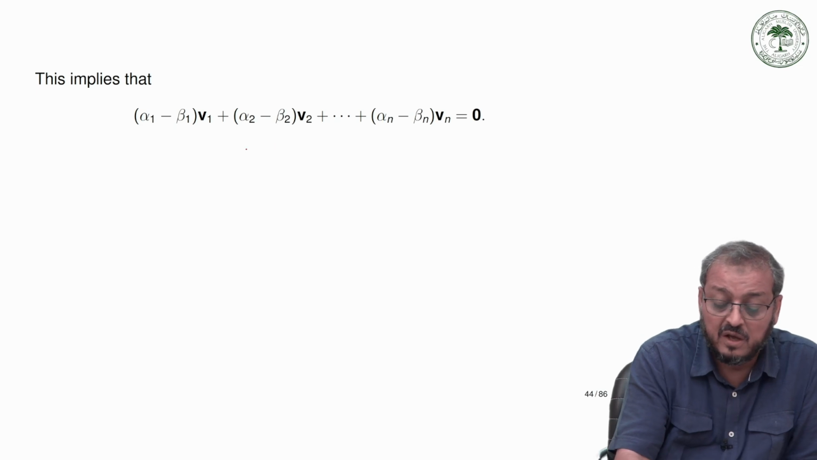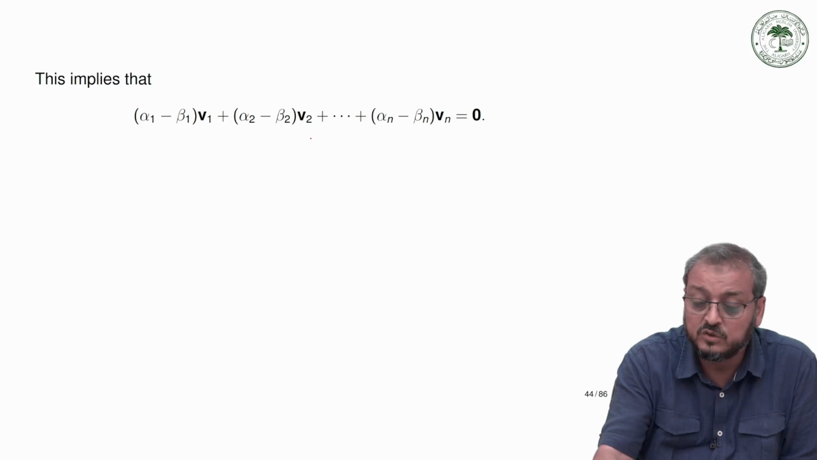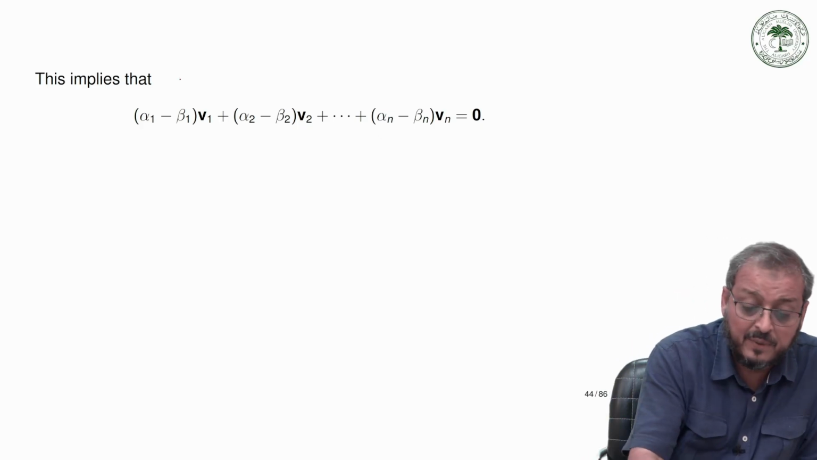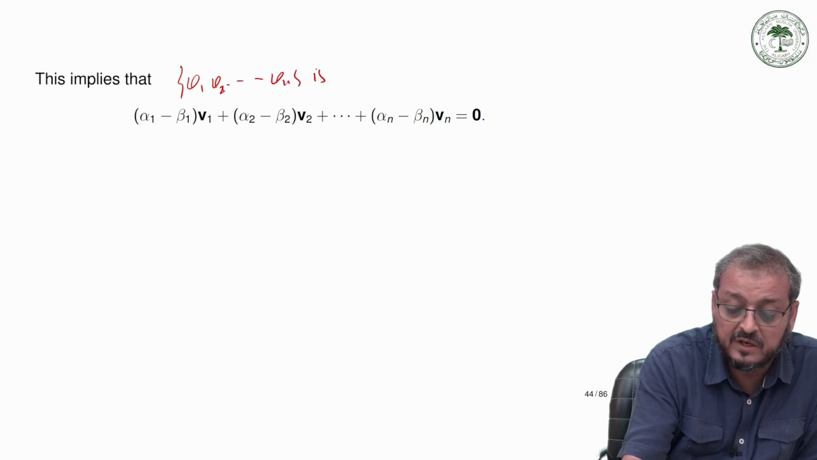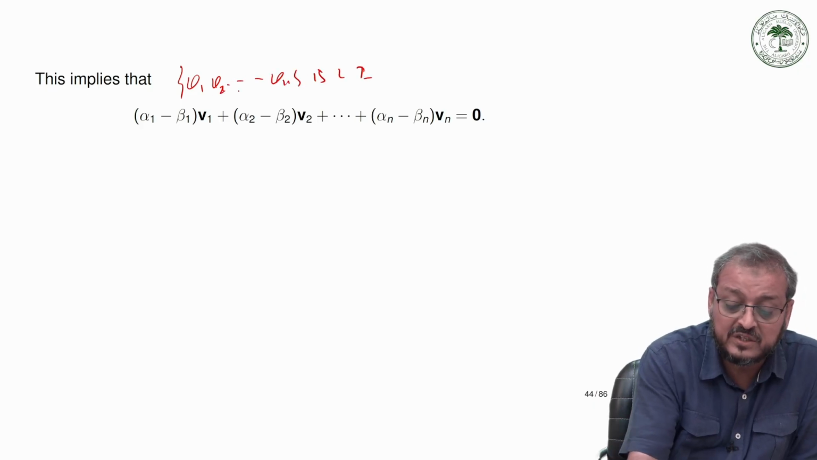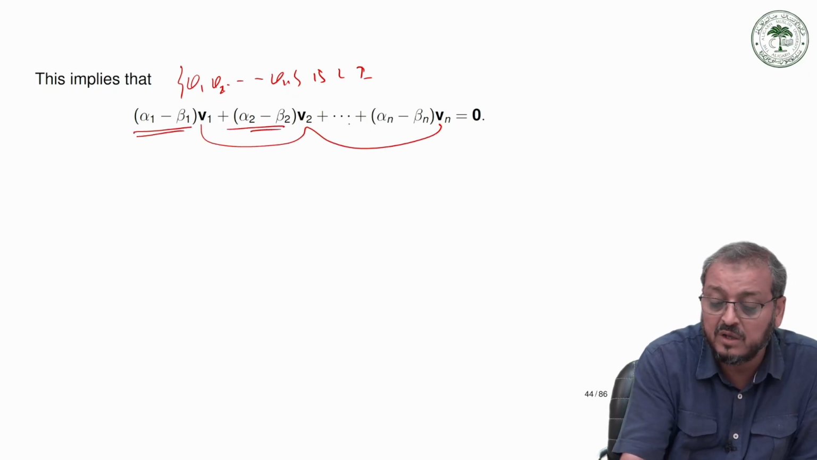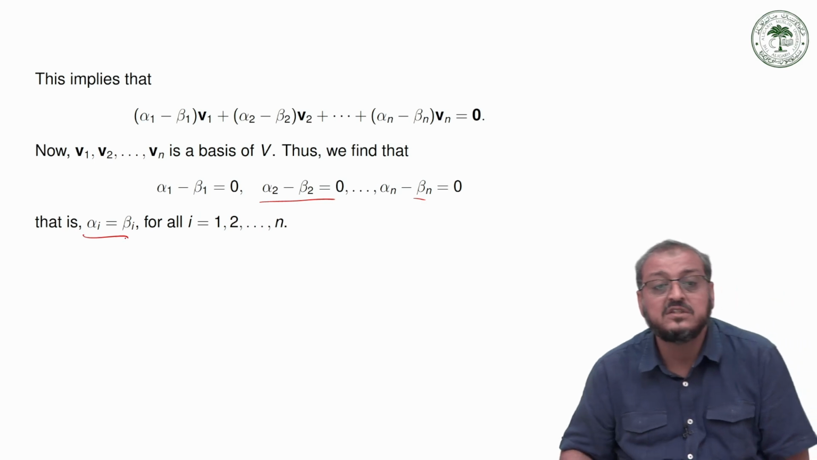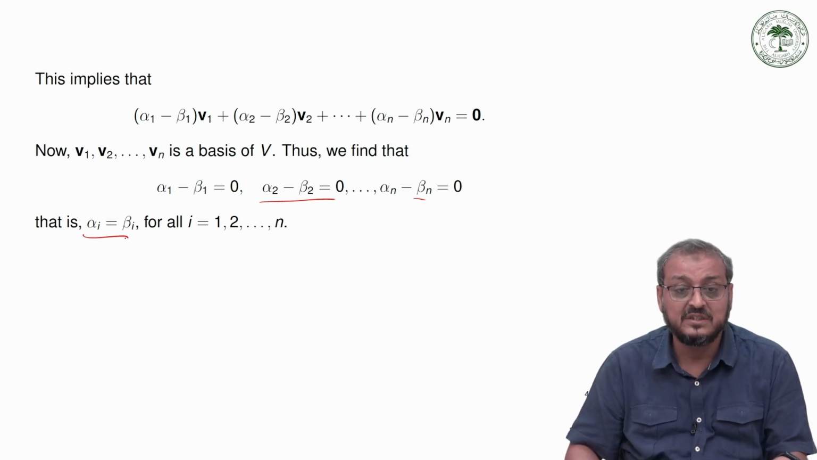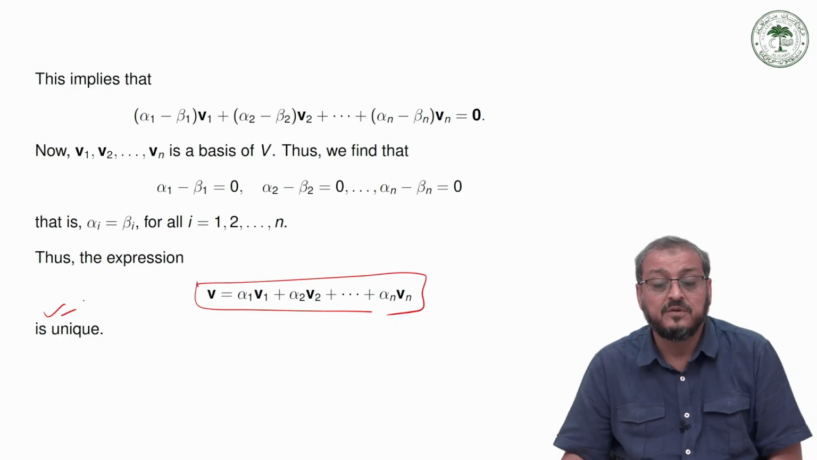So this can be written as alpha 1 minus beta 1 times v1 plus alpha 2 minus beta 2 times v2 and so on, alpha n minus beta n times vn. But we are given that v1, v2, up to vn is linearly independent, so the corresponding scalars must be equal to 0. So alpha 1 minus beta 1 is equal to 0, and so on, for each i, alpha i is equal to beta i. So clearly this representation of v is a unique representation.